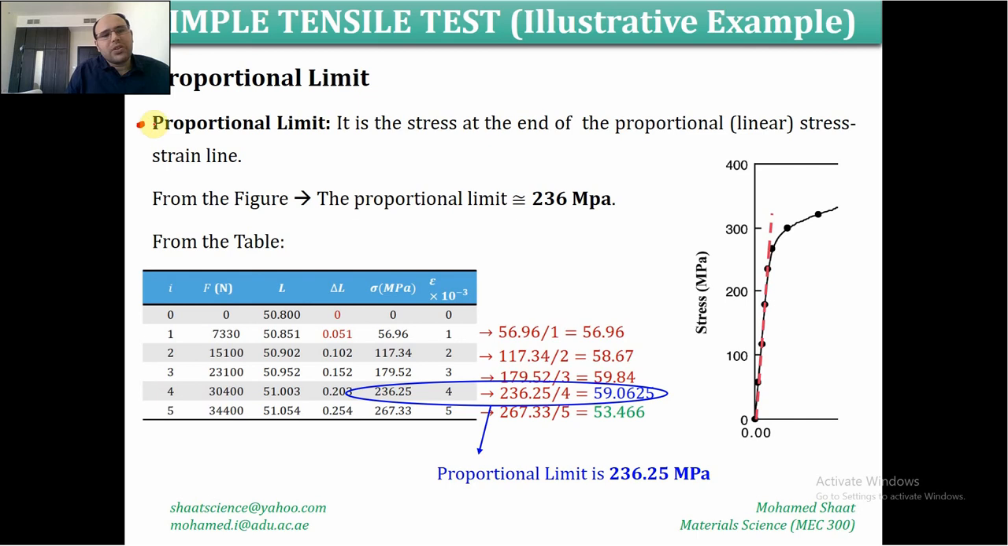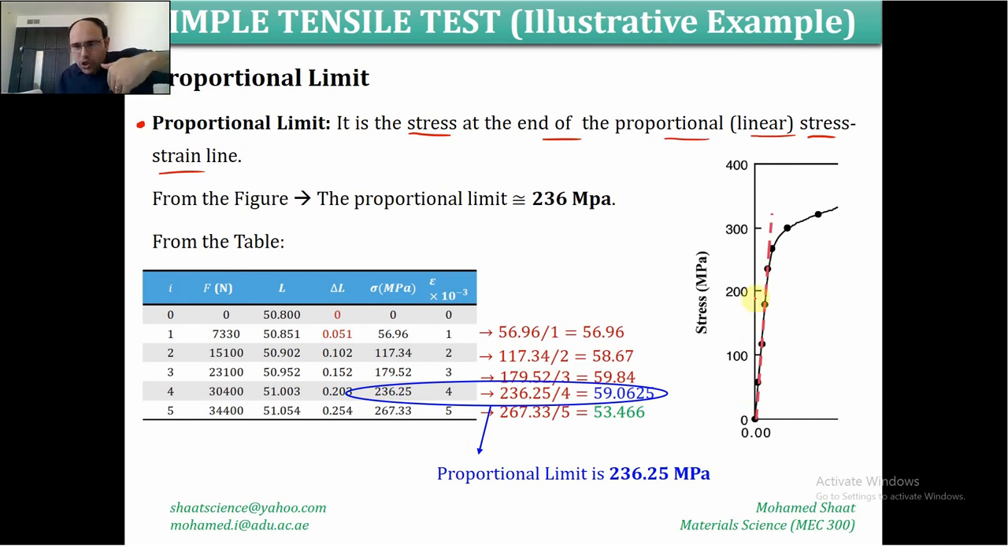Another mechanical property that we can derive here is the proportional limit, which is defined as the stress at the end of the proportional or linear stress-strain line within the elastic region. So simply this can be identified by drawing a straight line that is coincident to the linear line in the curve and just observing the last point beyond which the curve will start to veer from this straight line. It will start to curve away from the straight line.